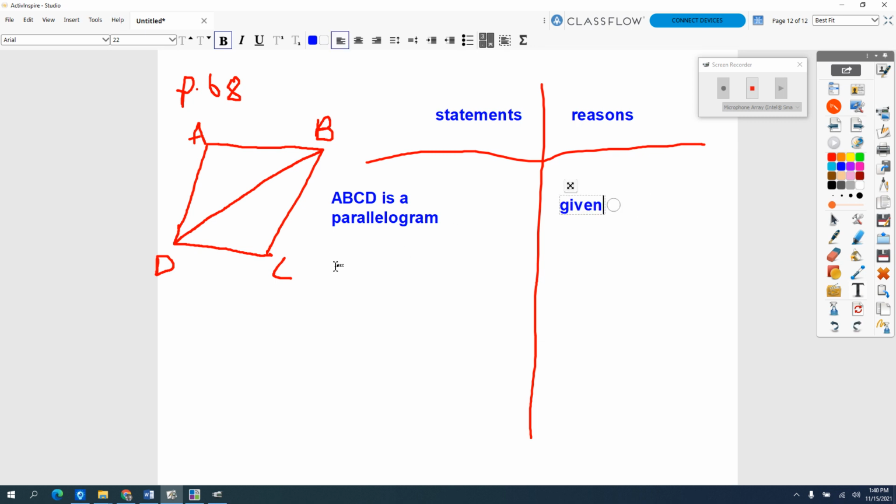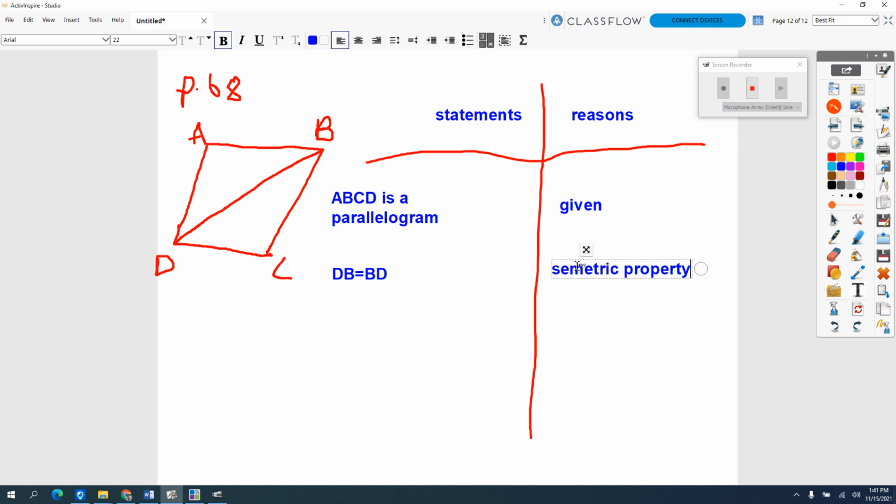Now, actually, even before that, I noticed that these two triangles share side DB. But remember, side DB is actually going to be equal to BD. That is the symmetric property.